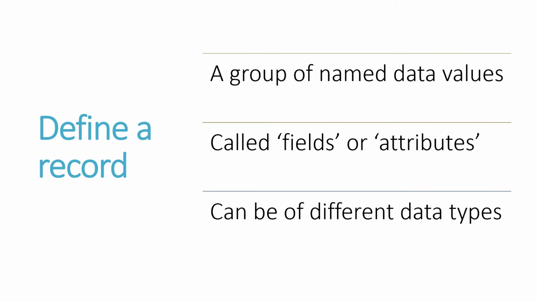Perhaps the simplest question they can ask about records is just to define what a record is. So, as you can see from what we've already looked at, a record is a group of data values called fields or attributes, and each one of those attributes has got a name, such as age or address. As you will have seen, the attributes can be of different data types. Some might be integers, strings, Boolean, or whatever.